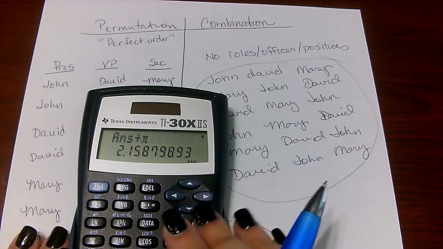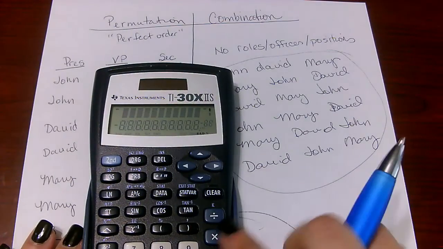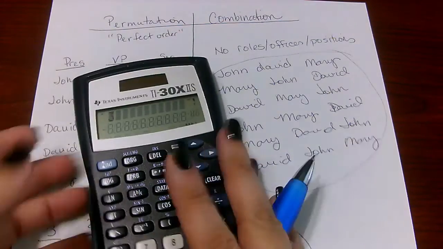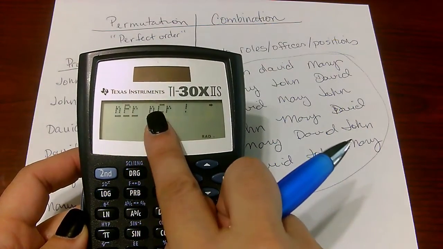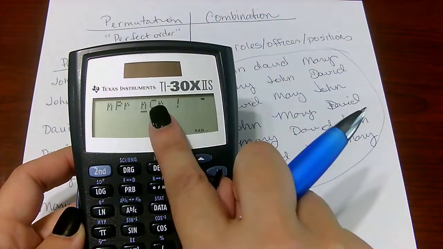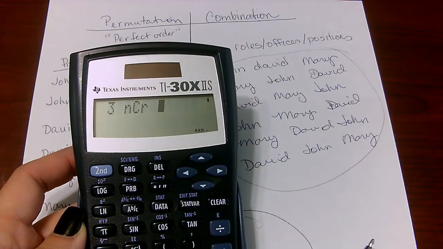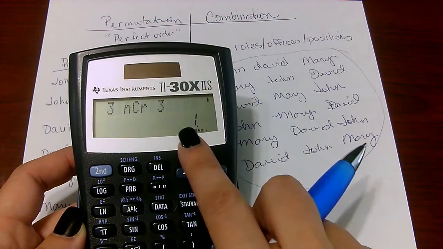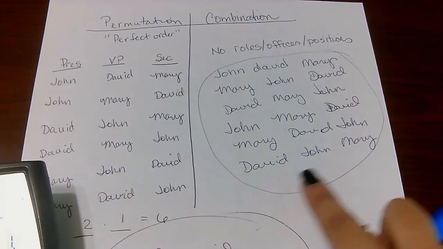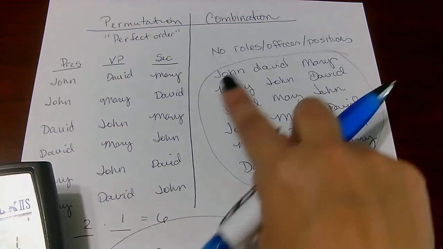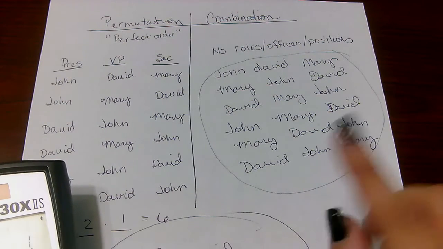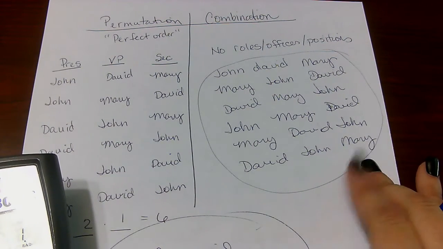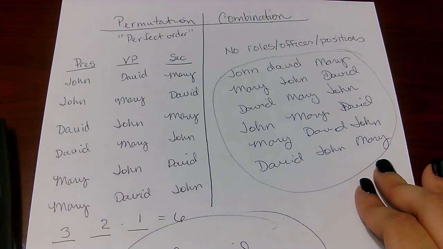So let's look at the calculator. If we have three people to choose from, I'm going to go ahead and pick 3. And then now I'm going to go over to the combination where order doesn't matter. And I'm going to choose 3 people. There's only one way to do that. So all of these orders is considered one because they don't have any specific role to play.